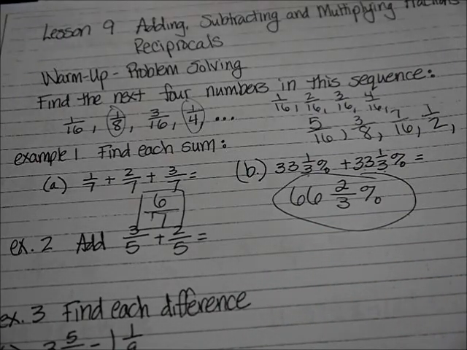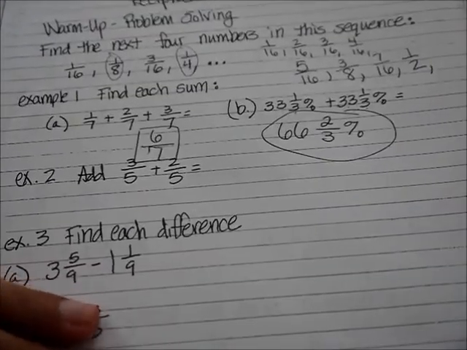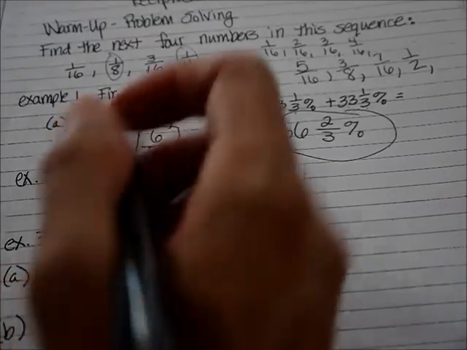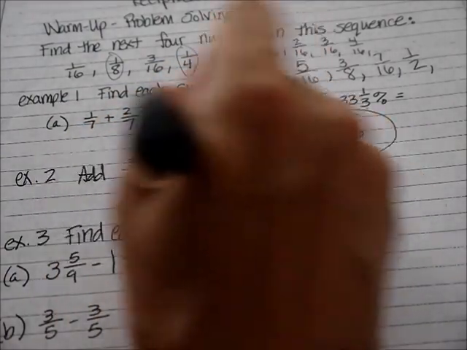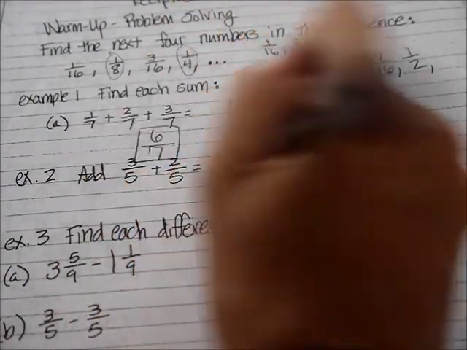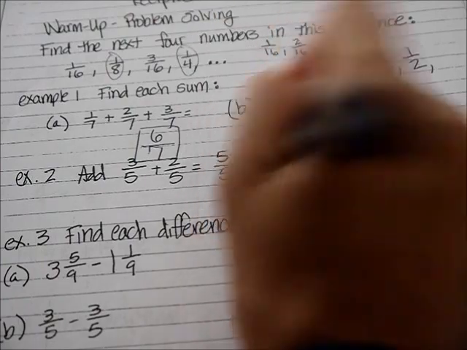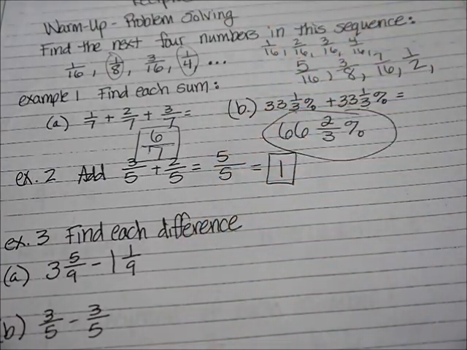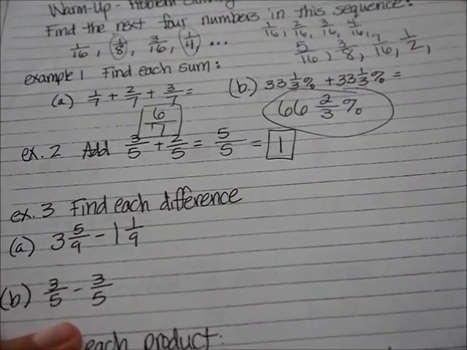Example 2. Again, isn't this nice? Same bottom. 3/5 plus 2/5. We're going to have fifths as the bottom, and we get 5 of them. That 5/5 is 1 whole. So that was nice.